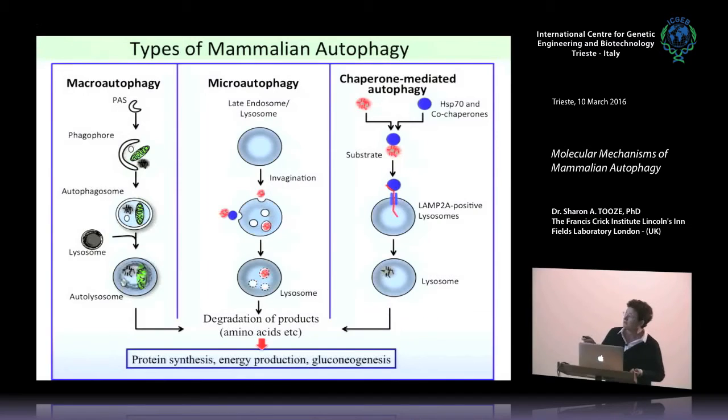And you also have other types of autophagy, so microautophagy, which is similar. It involves the lysosome, but you have a direct delivery of the cytoplasmic material, sometimes bound to a chaperone, directly into the lysosome. And this is called microautophagy. This is very understudied in mammalian cells. It's only really well understood in yeast cells.